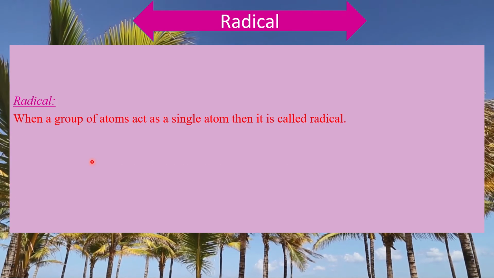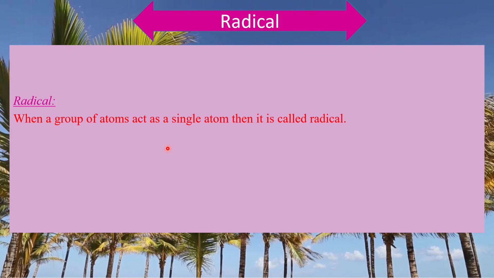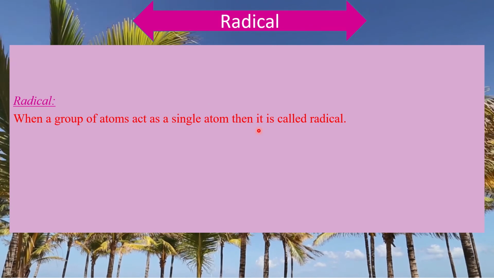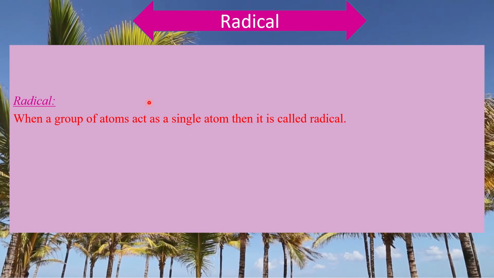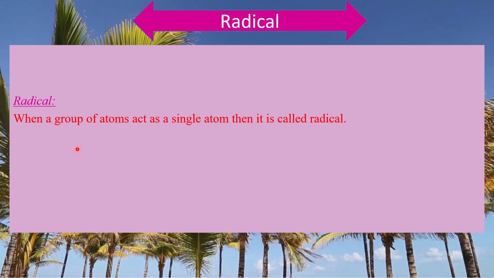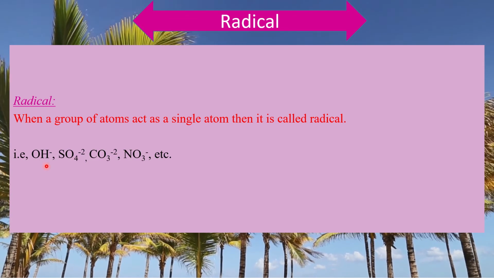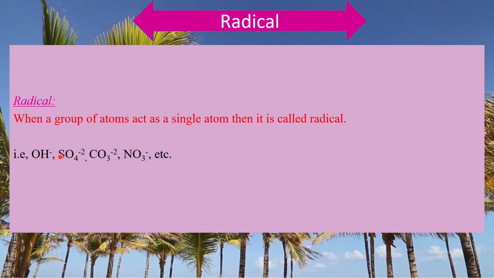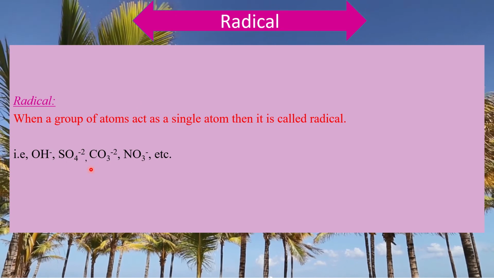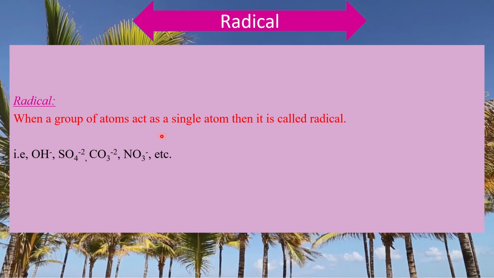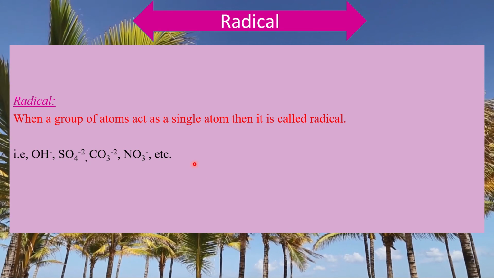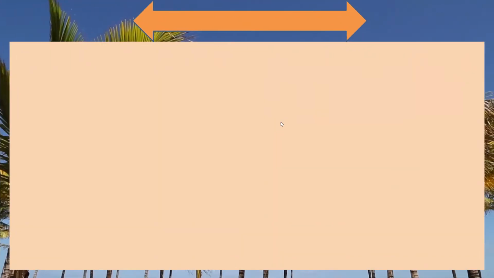I told what is radical. When a group of atoms acts as a single atom, then it is called a radical. Radicals are always charged groups of atoms. For example, hydroxyl OH minus, sulfate 2 minus, carbonate 2 minus, nitrate minus, etc. These are the examples of radicals.